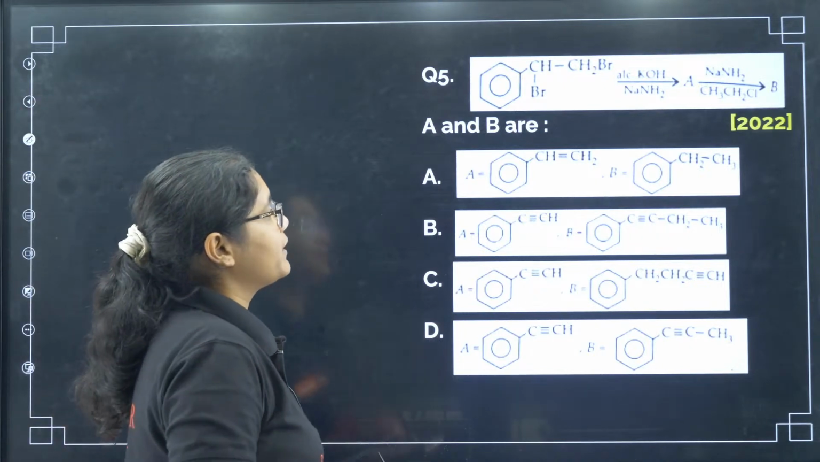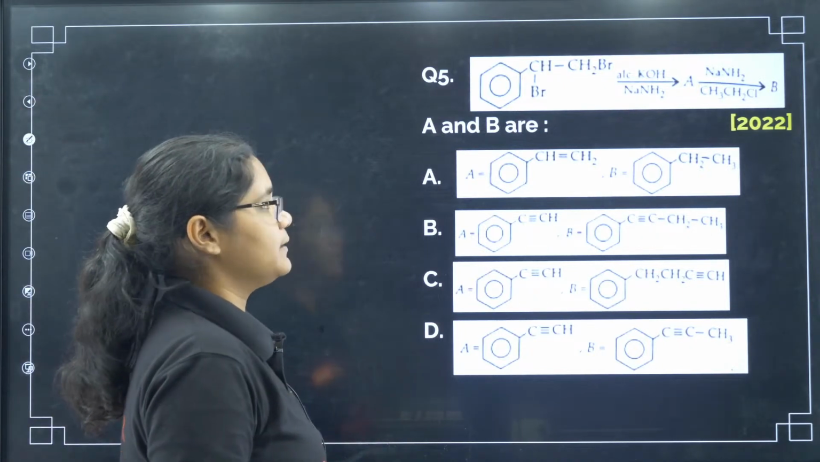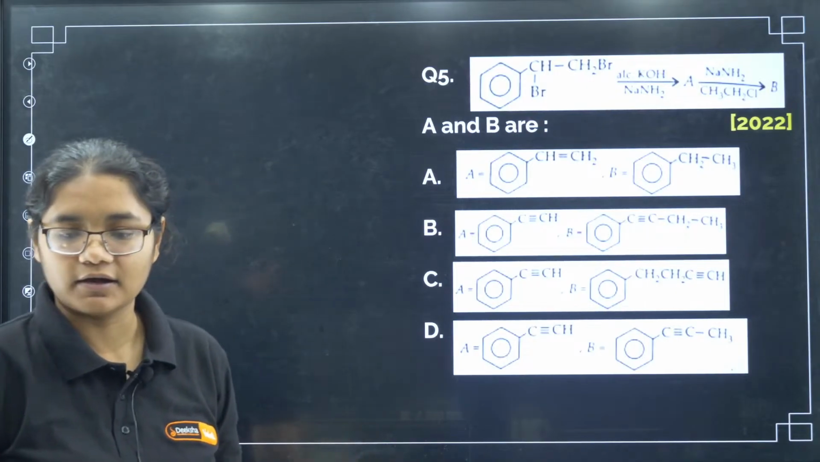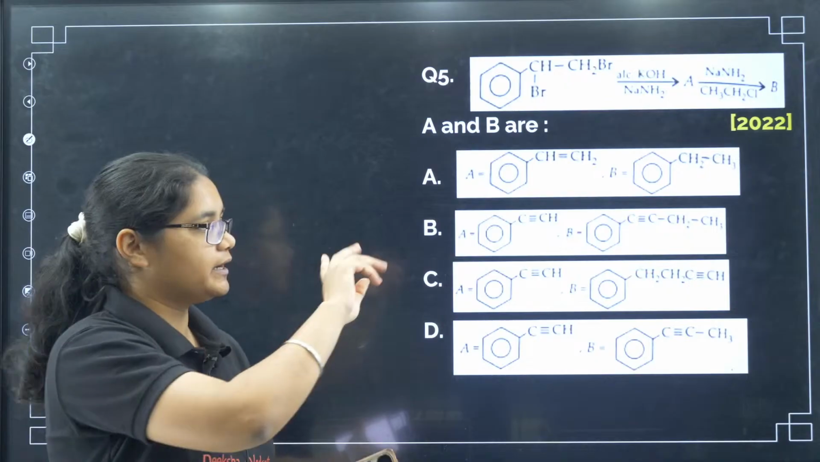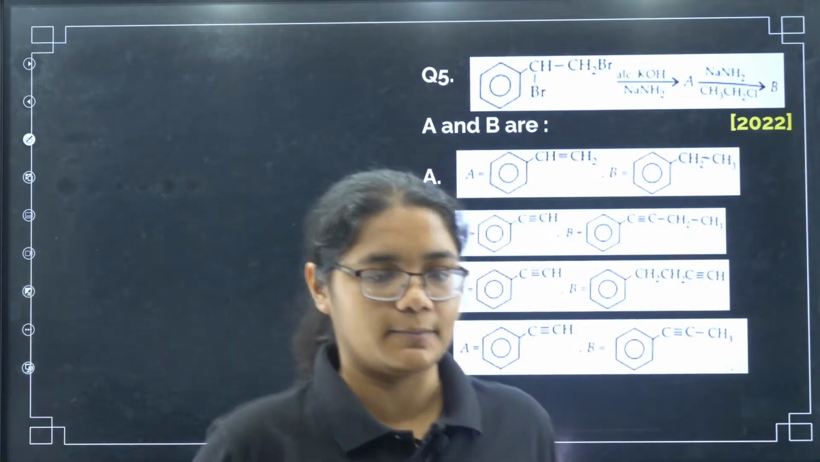Next question, we have A and B. So you have to find A and B. Students, I think the visibility is less. Just give me 1 minute. I will just change some settings and come.